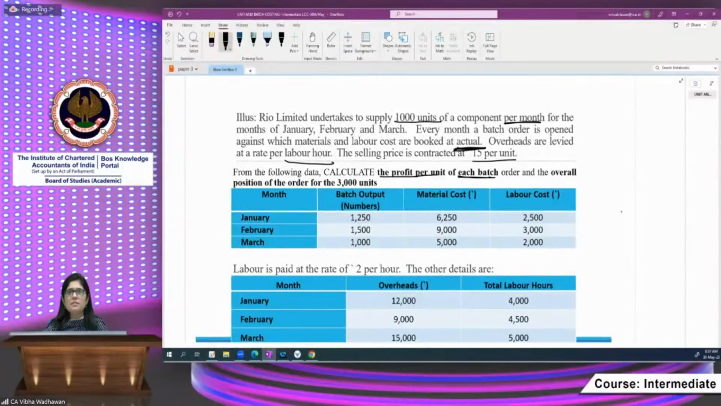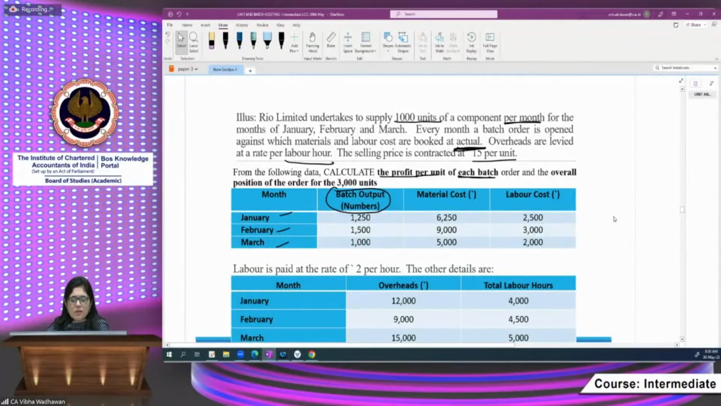Profit per unit means you have to calculate again total cost, material, labor, and overheads. There are three elements of cost in this question again: material, labor, and overheads. You have to calculate the profit per unit of each batch which is given. So this is the batch, and you have to calculate the profit for all the three batches and the overall position of the order for 3,000 units also. Clear? So first you have to calculate the profit per unit of all these three batches of January, February, and March. And then you have to apply the information for 3,000 units separately.